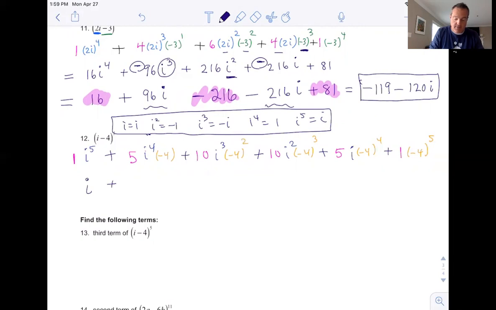5 times -4, that's -20. So I got a -20. There I am with double signs again. You can take care of that right now. I'm just going to leave it there as a double sign for now. Now I got plus. I got -4 squared. That's 16 times 10. I got 160. I got I to the third, which is a negative I.